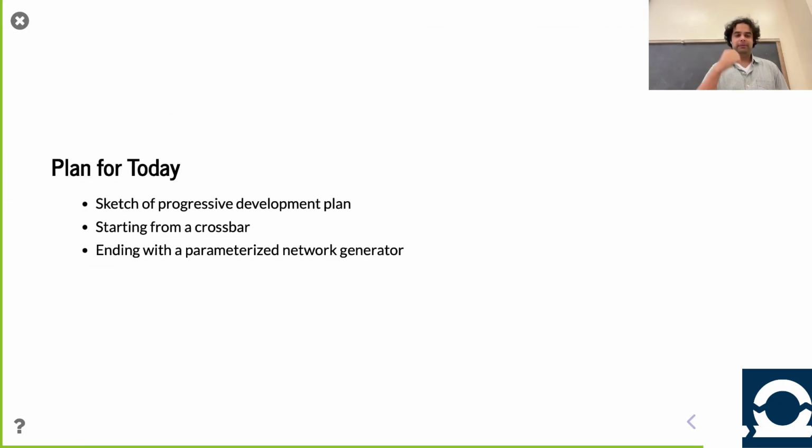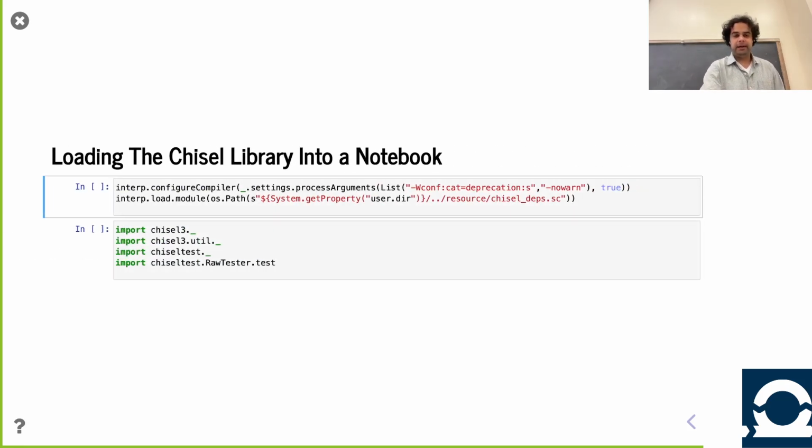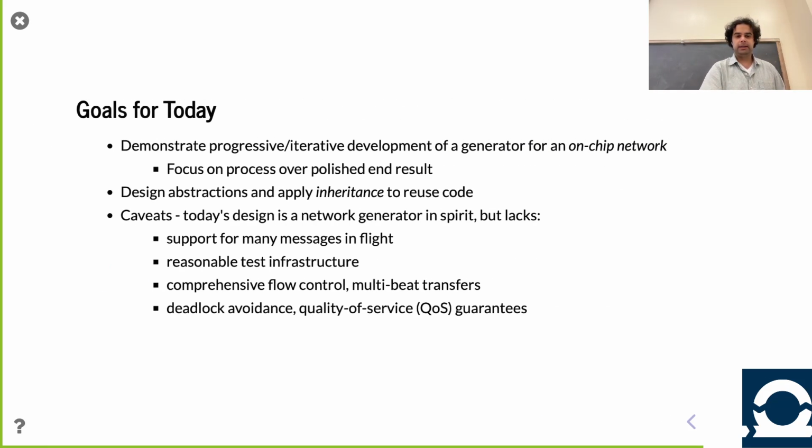So let's talk about it, right? We're going to, once again, have a breadth of development plan. We're going to go from a crossbar, which is a really simple network component, to a parameterized network generator and show that progression. And perhaps you can have a similar thing in mind for your project. Okay, so as always, get the notebook going.